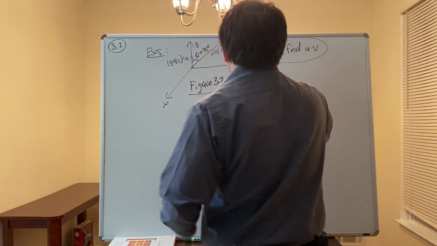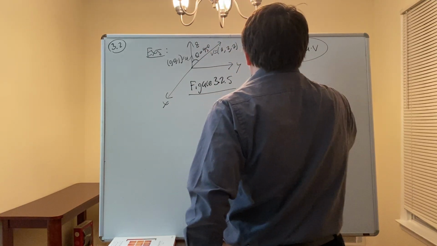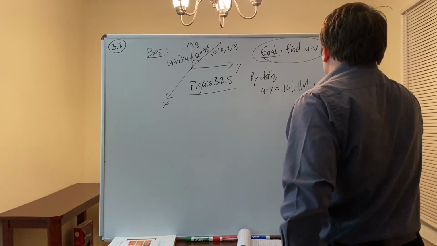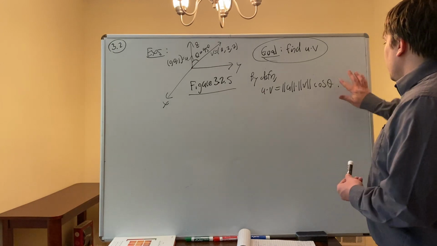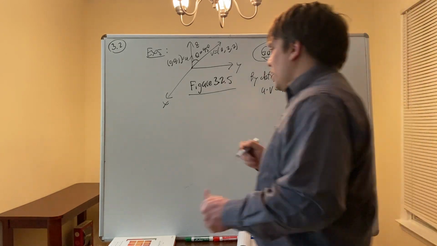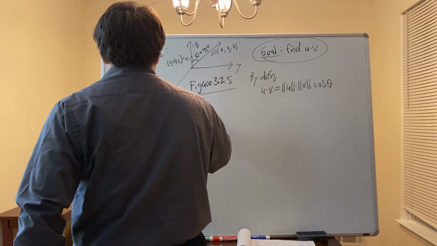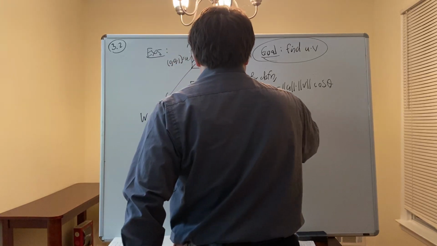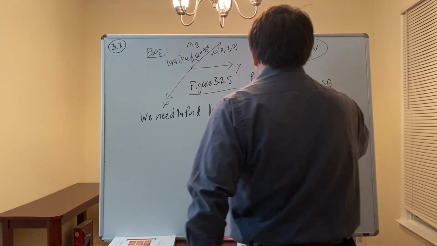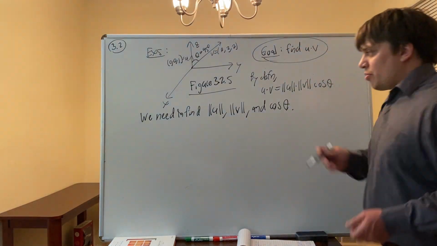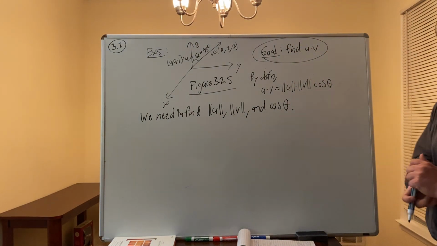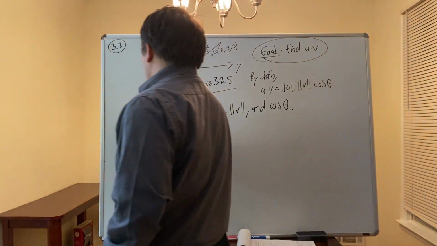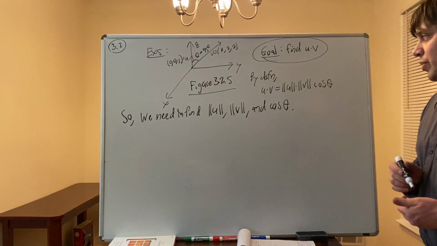So by definition, u dot v is equal to the norm of u times the norm of v times cosine theta. And so what do we need to find? We need to find the norm of u, the norm of v, and cosine theta. Then we just multiply those three and we get u dot v.